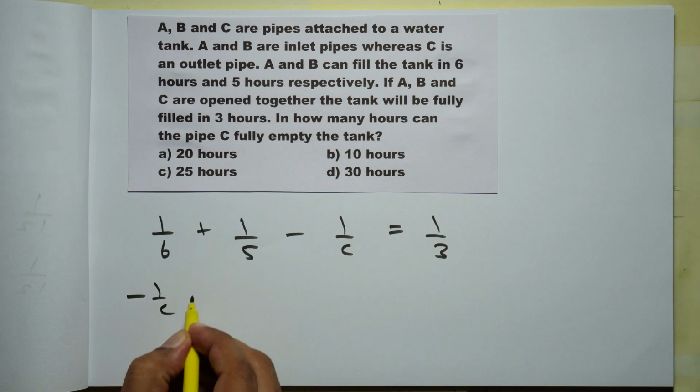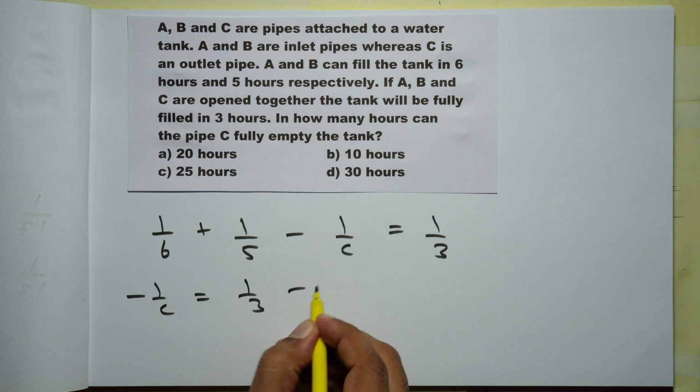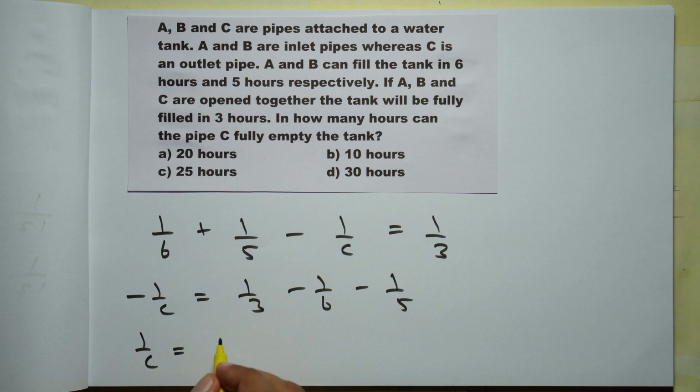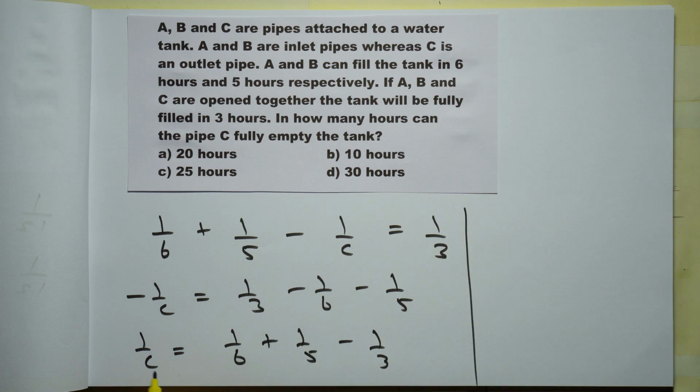So negative 1/C, you will get it as 1/3 minus 1/6 minus 1/5. So 1/C, you will get it as 1/6 plus 1/5 minus 1/3. So we just need to solve this. The LCM of 6 and 5 is 30. So we'll make the denominator 30. Then we can easily find this value.